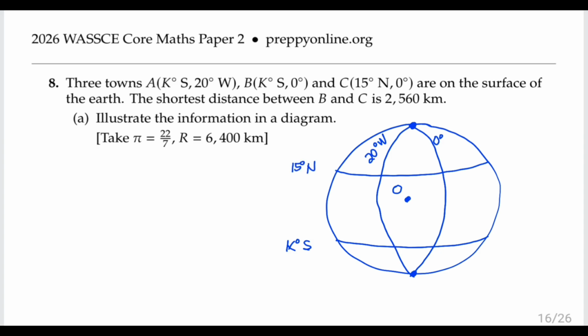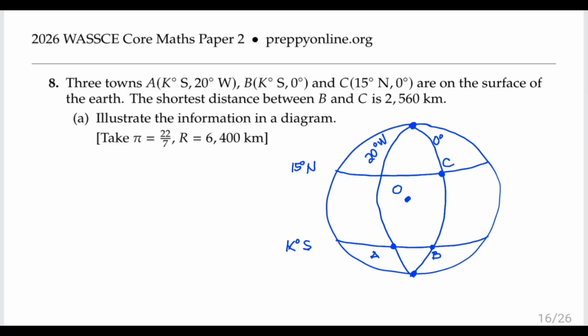15 degrees north. All right, so we are told that A is at the intersection of K degrees south and 20 degrees west. So this is going to be our point A. And then our point B is going to be K degrees south intersecting with 0 degrees, which is also called the prime meridian. Longitude 0 degrees is called the prime meridian. And then we have point C, which is 15 degrees north and on longitude 0 degrees. So this is going to be our C.